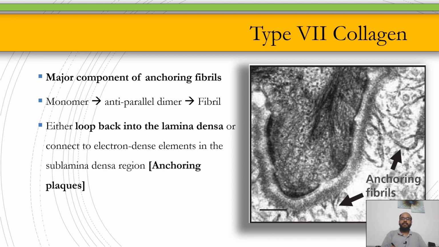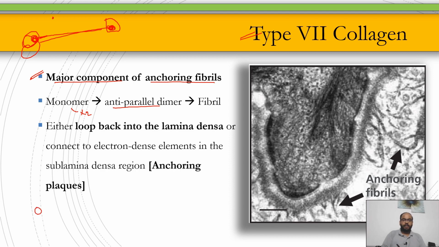So now we have entered the territory of anchoring fibrils in the form of type 7 collagen. Type 7 collagen is the major component of anchoring fibrils. So what happens is you have, let's denote it like a line, okay? And here you have the globular head of the collagen and here you have the fibrillar end of the collagen. This is a monomer. Two monomers will form an anti-parallel dimer. That means the globular head will be at the opposite end. And when two monomers form this kind of an anti-parallel dimer, the globular ends will be removed.